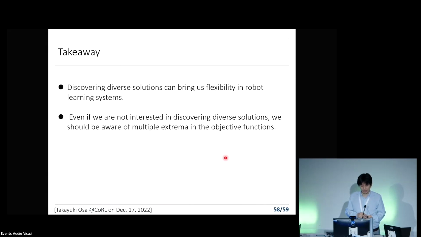Okay, so this is almost the end of the talk. In this talk, I mainly talked about discovering diverse solutions. And I think that this will bring us flexibility in robot learning systems. I see discovering diverse solutions as a way to exploit multiple extrema in the objective function. At the same time, even if you are not interested in discovering diverse solutions, we should be aware of multiple extrema in the objective function because it will sometimes affect the performance significantly.